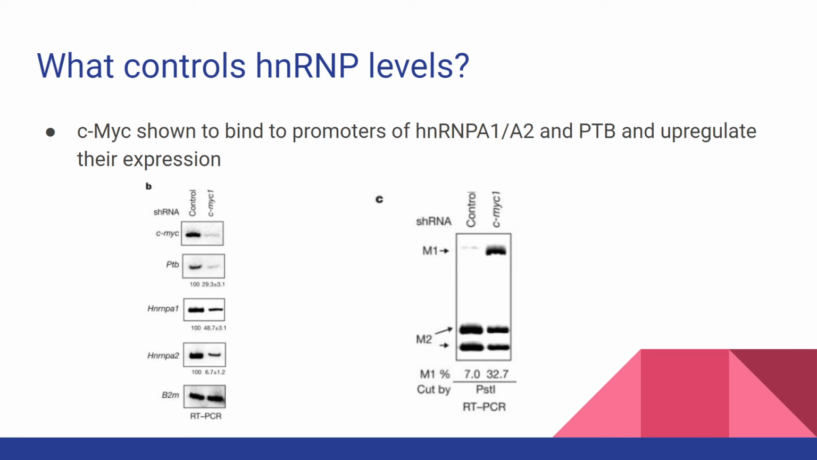So, c-Myc is a known oncogenic transcription factor and was suspected of being involved in the regulation of these splicing repressors. So, c-Myc was also inhibited, and the expression levels of the splicing suppressors were reduced, as we can see compared to the control. Similarly, M1 was being produced more, and M2 was downregulated a bit.